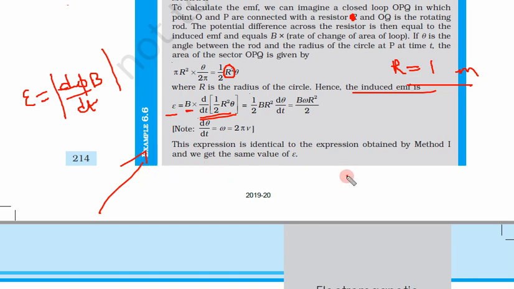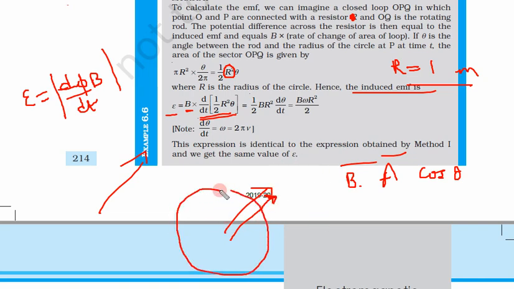Now you will ask, where is this B dot A? Where is cos theta? Again, the area vector is in this direction, normal to the rotational plane, and the magnetic field is also in the same direction. That means theta is 0, so cos theta is gone.